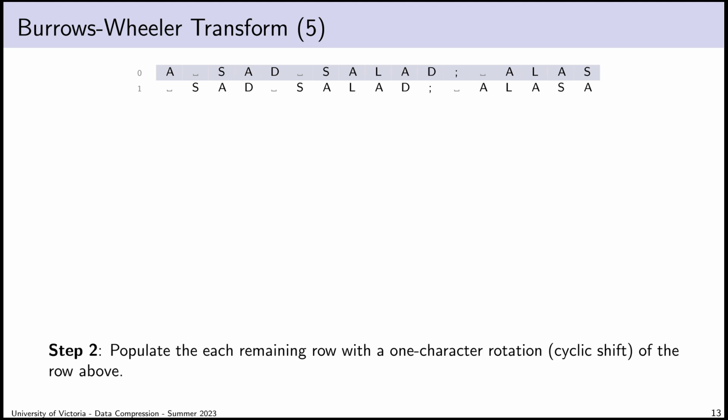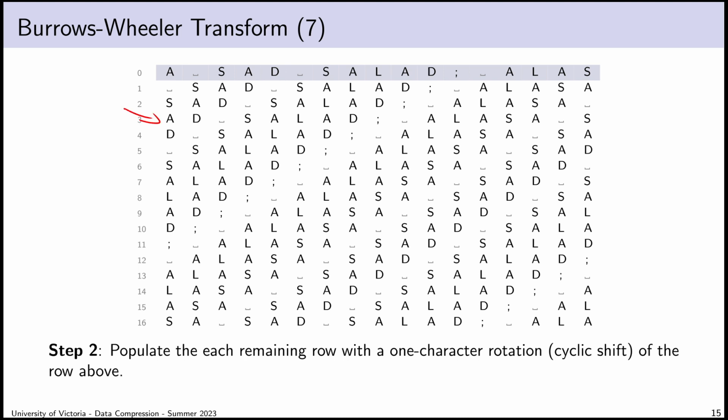So step two of the BWT is I fill in the remainder of my n by n matrix by taking the first row and shifting it one character to the left. Row 2 will be the first row shifted 2 characters to the left. And then row 3 will be 3 characters to the left, and so on. I can also achieve the same effect by first shifting row 0 by 1 character. That gives me row 1. And then to produce row 2, I just shift row 1 by 1 character. So to produce any row, if I wanted to produce row 8, I could just shift row 7 by 1 character. Either way, when I'm done, what I have is the set of all possible cyclic shifts of my original string.